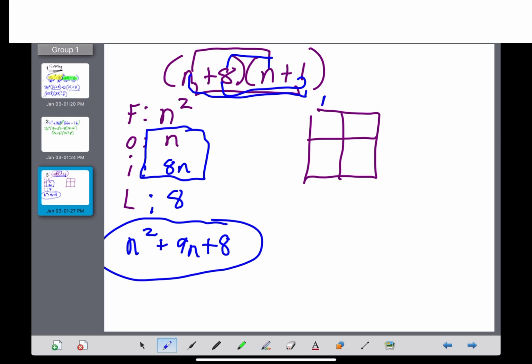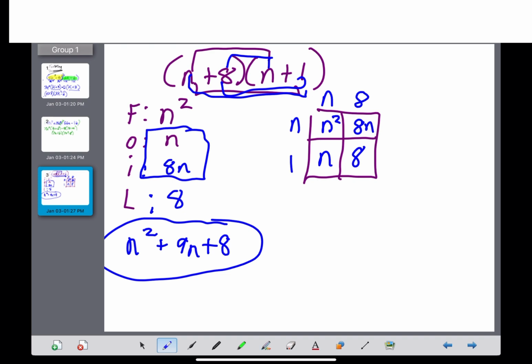If we use the box method, we put the n and the 8 there, the n and the 1 there, and then we just multiplied n times n to get n squared, 8 times n, 1 times n. You get the same thing. What method you used, we didn't care. So we used kind of that FOIL method or that box method to kind of distribute the multiplication.